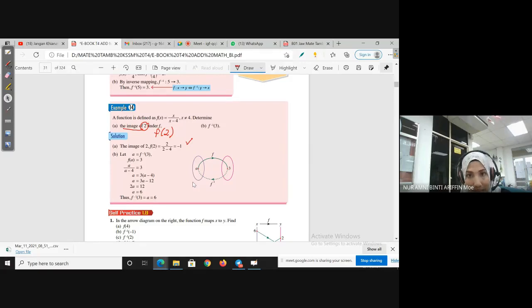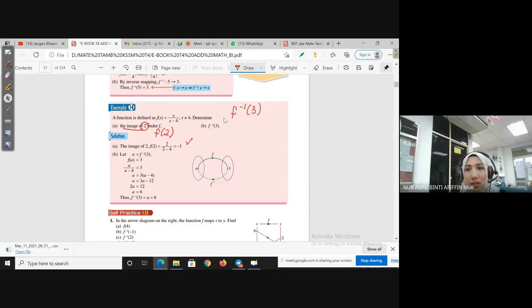Okay, but for B, the question is dia tanya kamu the inverse function for 3. You nampak tak diagram yang dilukis kat sini? A to 3. So sekarang dia tanya inverse function of 3. So macam mana nak buat? Okay, caranya adalah f inverse function of 3. And then, okay, let A become f inverse function of 3.